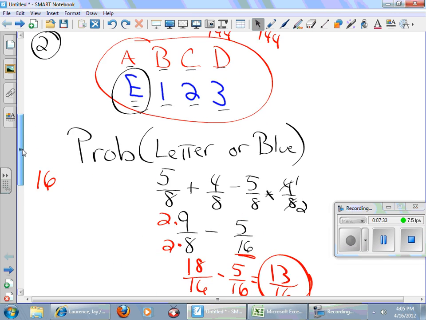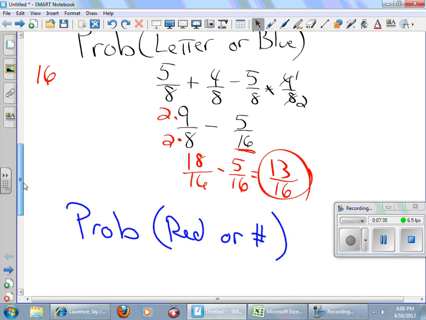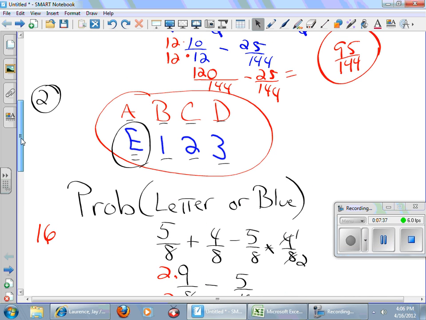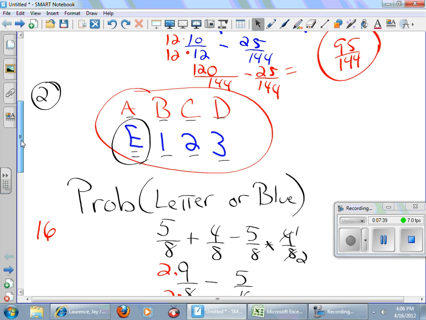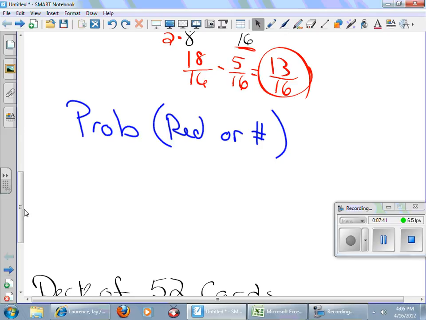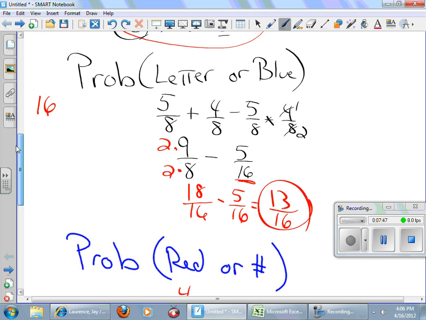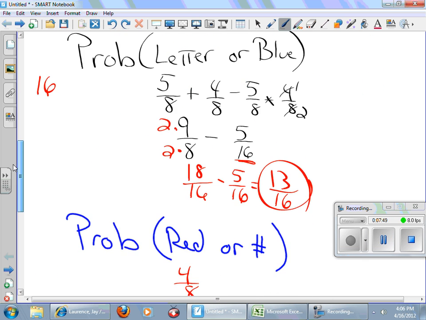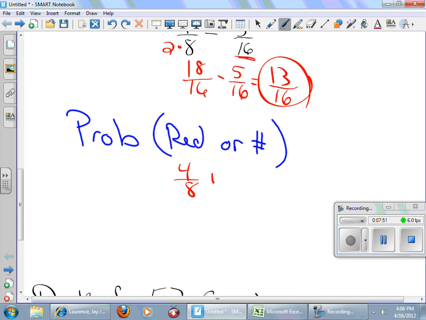All right, let's see here. Let's do the probability of getting a red or a number this time. Well, it looks like there are 4 reds in there. So the probability of getting a red would be 4 out of 8. The probability of getting a number would be 3 out of 8, right? Because there's only one drawn.